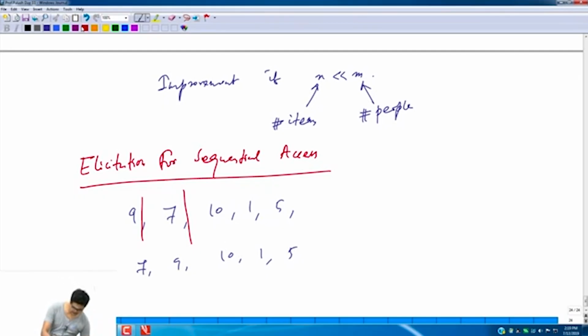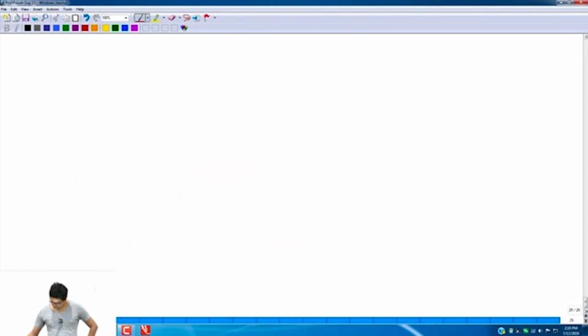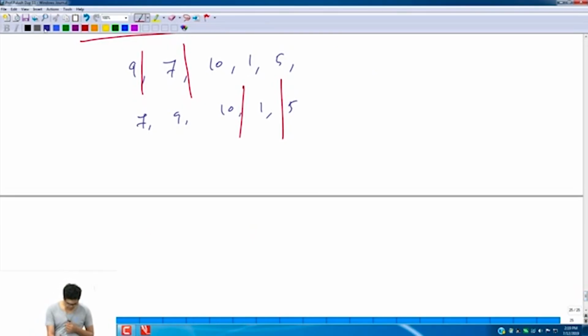And now in the next iteration, I want to incorporate 10. Now 10 is already greater than 9, and I know that this part is already sorted. So I don't need to compare with any item on the left. So this is also sorted. In the next iteration, I go one more step and 1. Now 1 is less than 10. So I keep on searching for the appropriate place where I should insert 1, and I see that 1 should be inserted left of 7, and there I insert. So I get 1, 7, 9, 10, and then 5 is as it is.